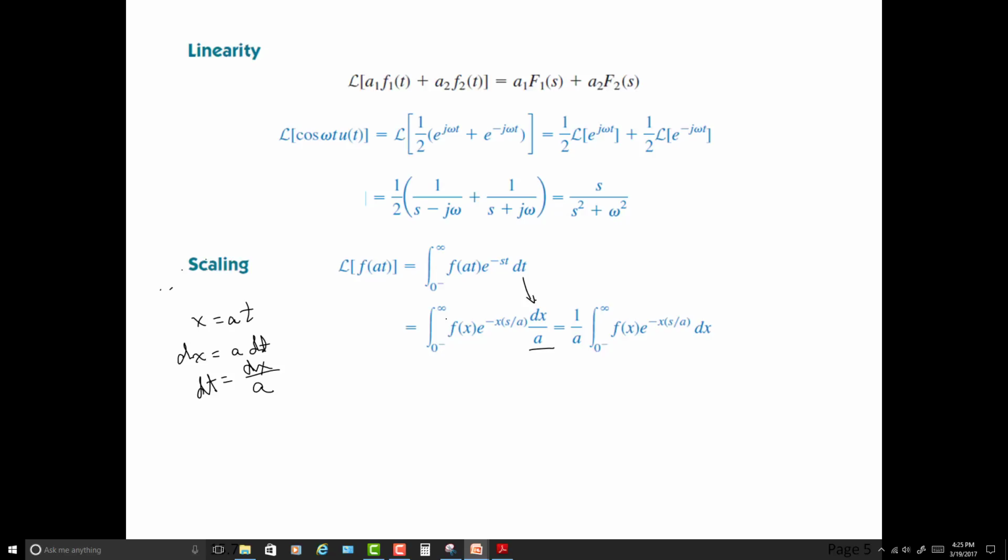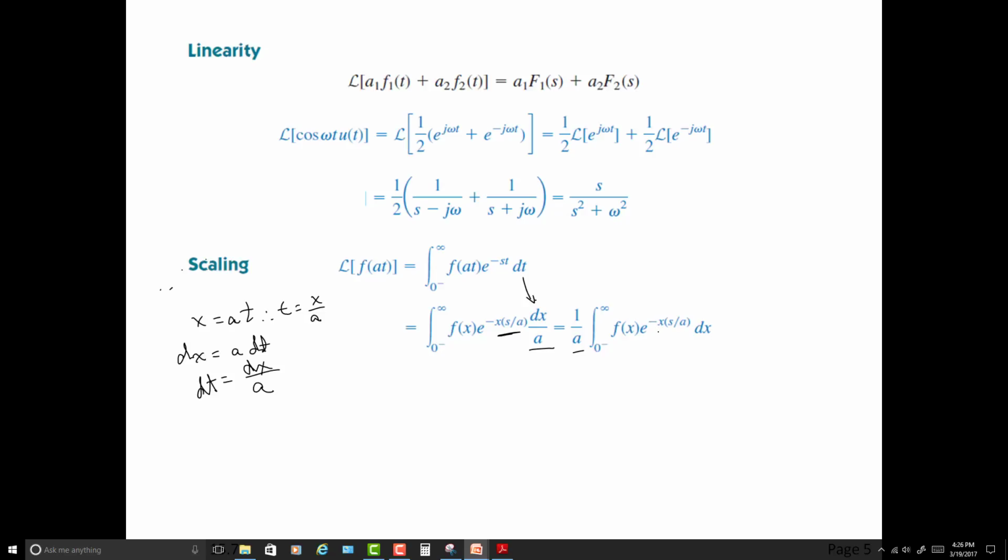And then what? In t, we solve this as t is equal to x over a. All right, we can do that and make that substitution. So that's what gets us to this point. The rest is just doing the math. So we factor out 1 over a, do the integral, and the integral is f of x e to the minus x s over a dx.